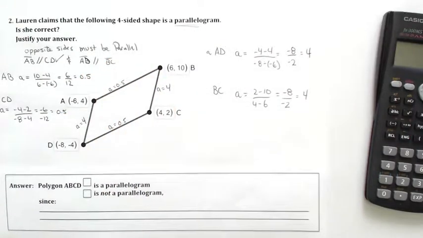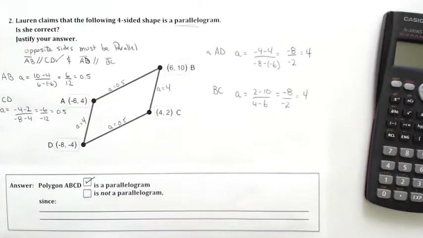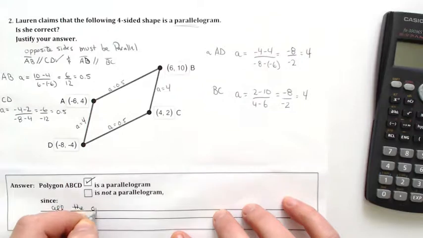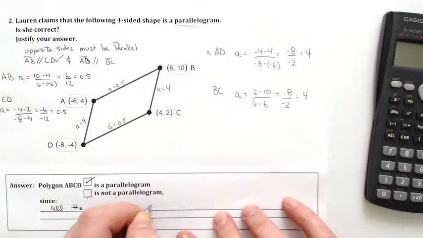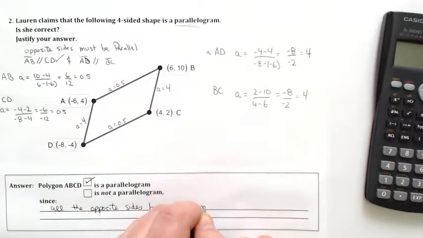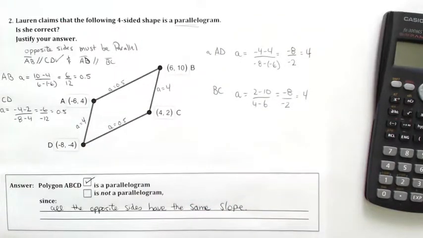So we can now say that ABCD is a parallelogram since all the opposite sides have the same slope. And we're done.